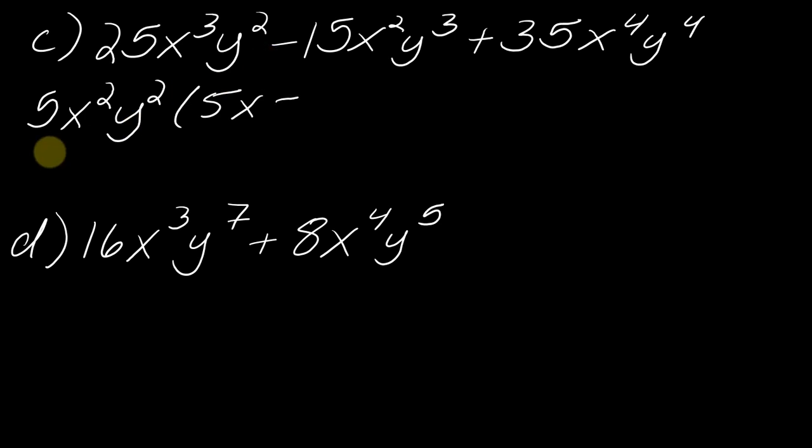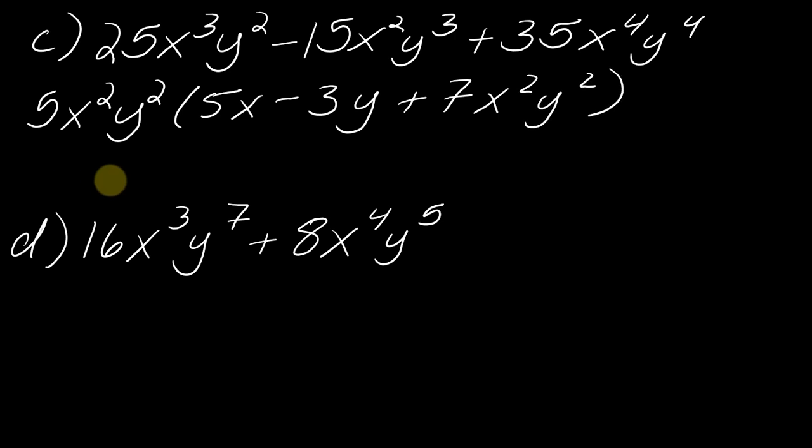So now 15 divided by 5 is going to be 3. In this case, I have x squared divided by x squared, so the x's drop out. But I've got y cubed, and I'm taking out y squared, so it's going to leave me with just negative 3y. And then finally, 35 divided by 5 is 7. And then this will be x squared, y squared, because I'm taking out 2 x's and 2 y's from here.